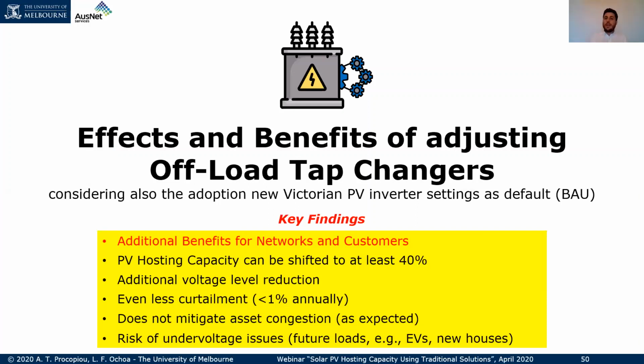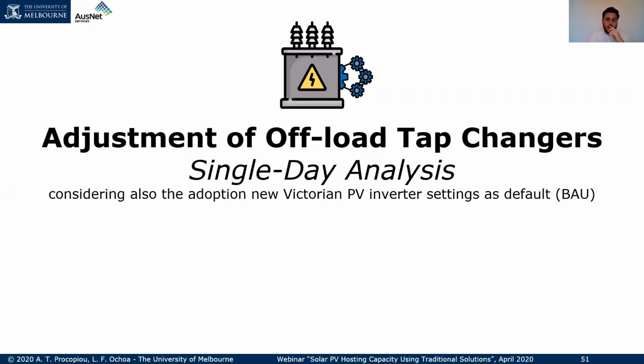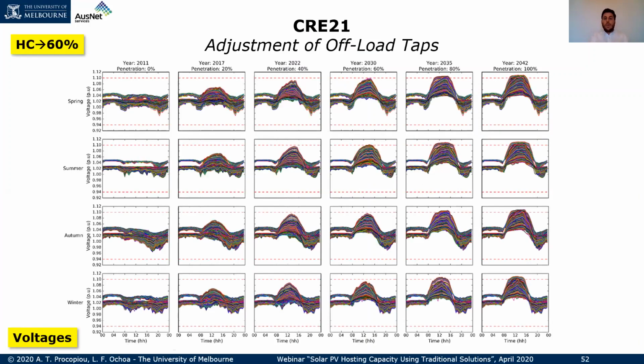And of course, given that this solution does not tackle any thermal issues, it doesn't provide any solution in terms of mitigating asset congestion. So let's jump into the results and see the single day analysis. We'll have exactly the same scenario as we showed with the previous cases as well.